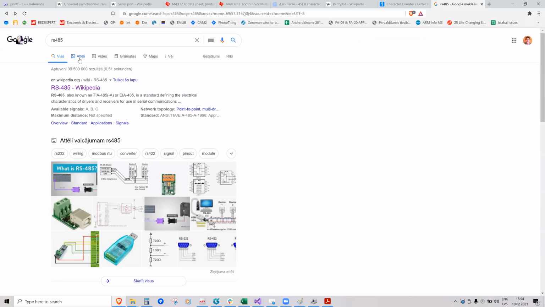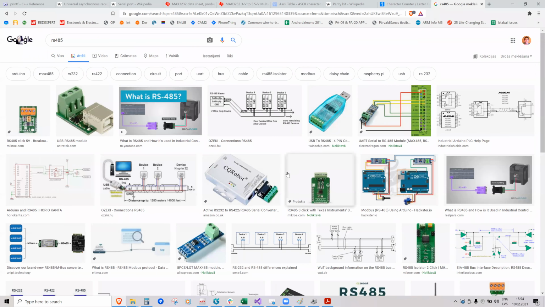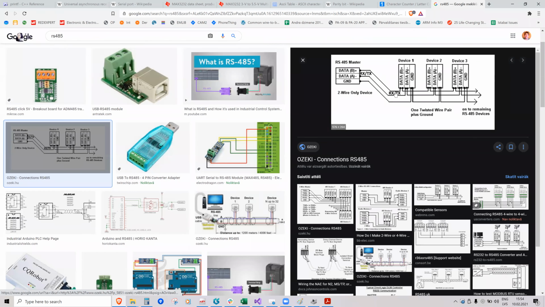And in pictures, a typical picture is like this. So the data lines are called A and B. A is like the negative one and B is the positive one. And they just connect in parallel. And also, of course, you have ground connected so that they are referenced to each other. And this thing can be driven from 0 to 3 volts, for example, no problem, because it's a differential signal.